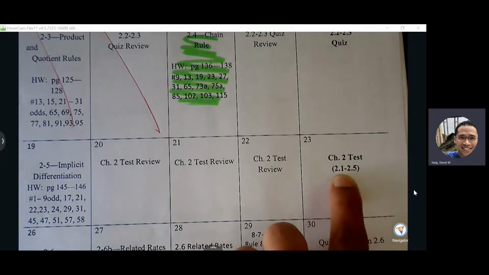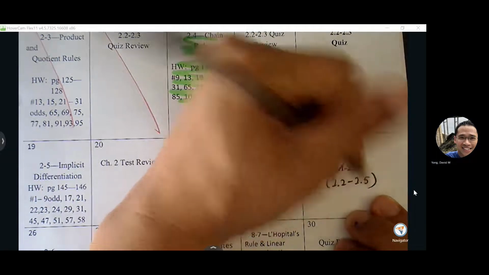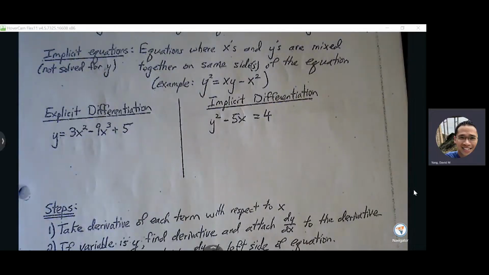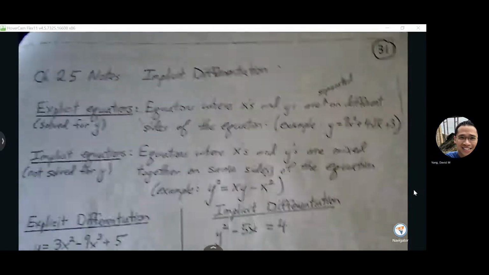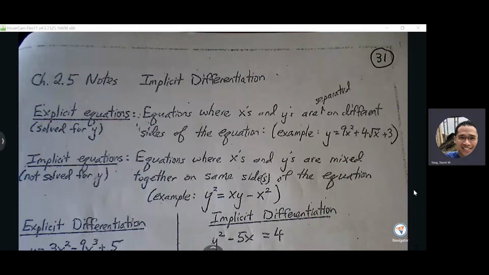Now our test is really only 2.2 to 2.5. I'm not going to include limit definition on it. So just 2.2 to 2.5. Okay. So the last new topic is implicit differentiation. So let's talk about what that means.